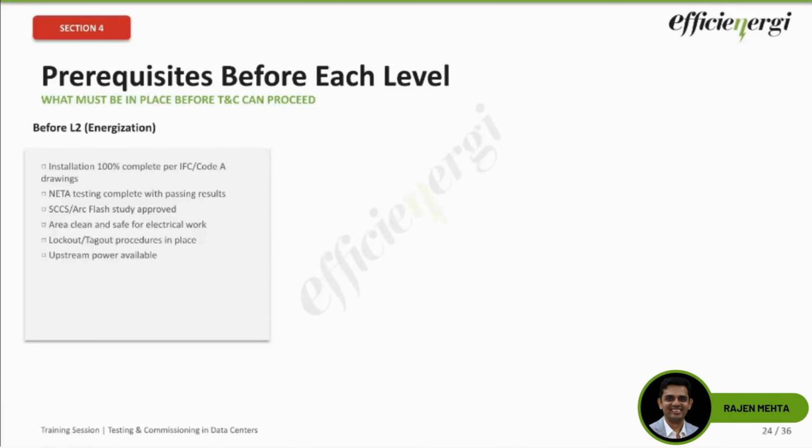So before L2, what we need as prerequisites is very important. Installation 100% complete as per the issued-for-construction drawings. That is number one. Second is your testing. All of it has to be complete before you go for the energization. SCCA study, which we'll speak about in a bit, the short circuit and coordination study, has to be approved, right? Area has to be clean for electrical work.